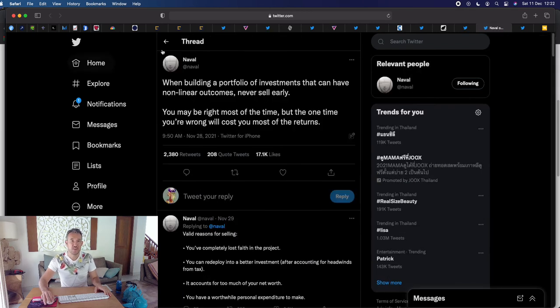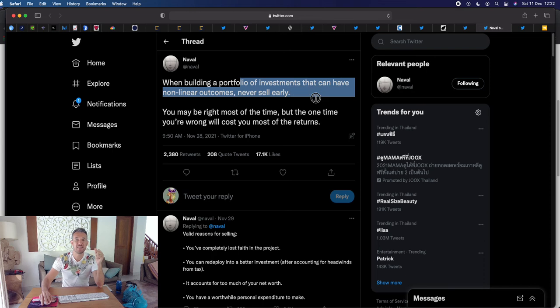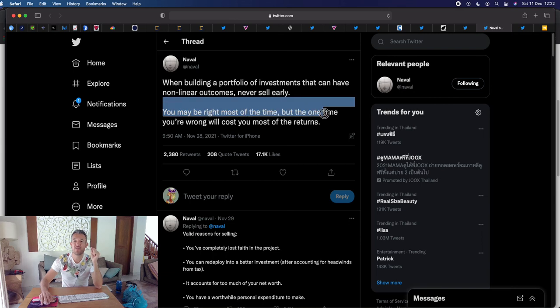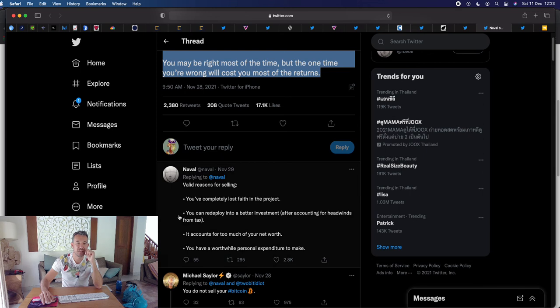All right, Naval, the incredible philosopher, is saying that when building a portfolio of investments that can have non-linear outcomes, which means exponential growth, never sell early. You may be right most of the time, but the one time you're wrong will cost you the most in returns. And he does give some exceptions. You've completely lost faith in the project, so don't keep on holding something you don't believe in. You can buy something better.